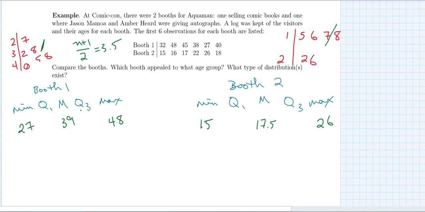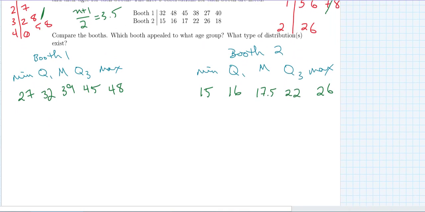Alright, now we find Q1 and Q3. There are only 3 data points here, which tells me that the second one is going to be our Q1, and I'm looking at the left side of our median. The second position from the left on the left-hand side is 32. So our Q1 is 32. To find the Q3, we find the second position from the left on the right-hand side, and that's 45. And then we do something similar for booth 2, where we find 16 is Q1 and 22 is Q3.